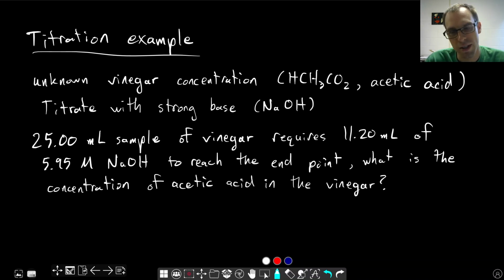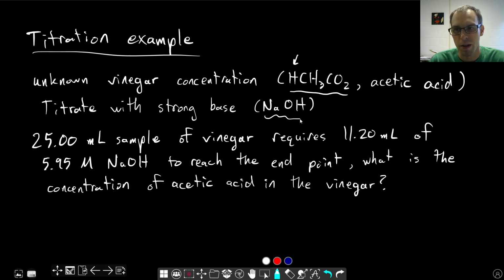So CH3CO2, this chemical formula that I've listed right here, and I've listed the H at the beginning to emphasize that this is an acid. And so this is our unknown. We would like to know what is the concentration of acetic acid in a vinegar sample that we have. And so we're going to titrate with a strong base. Sodium hydroxide is a common base that is used for this purpose because it's pretty cheap and easy to get.